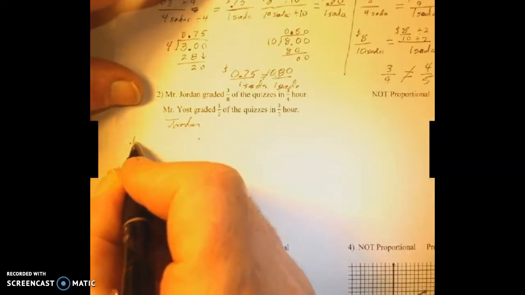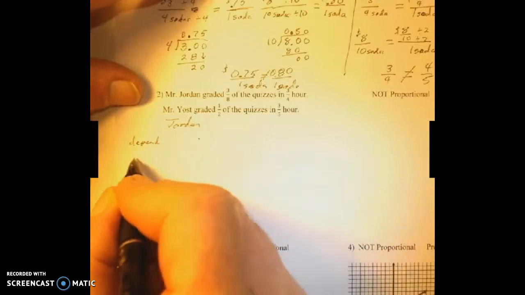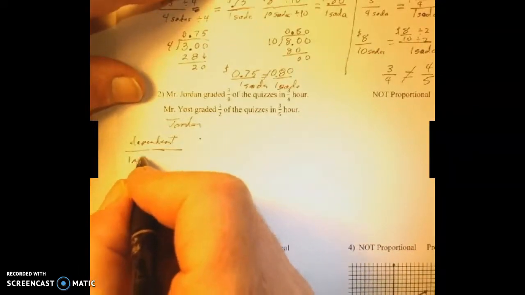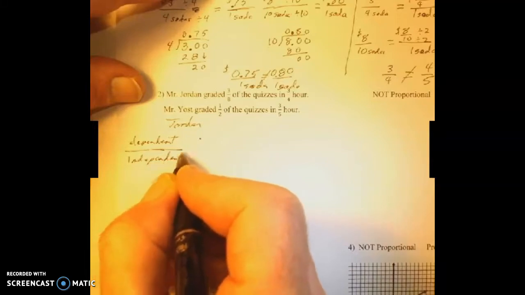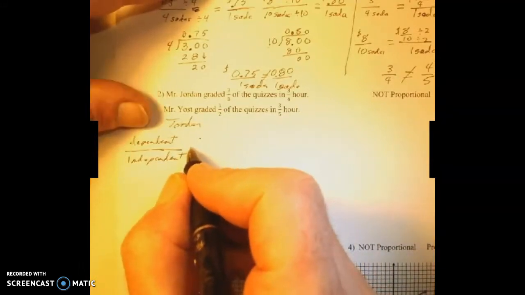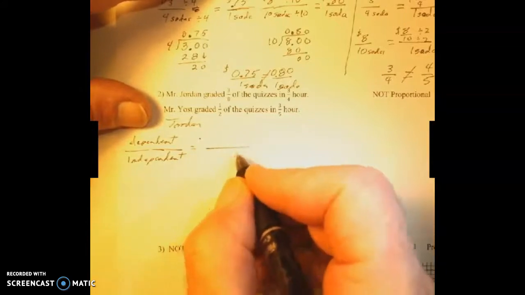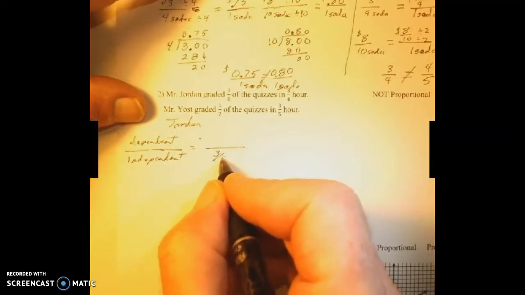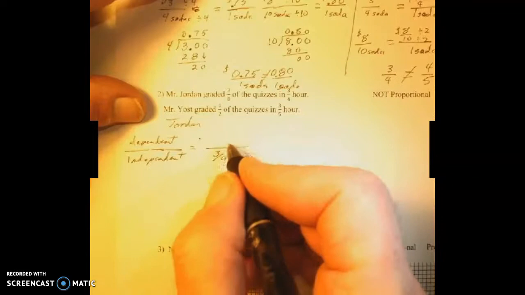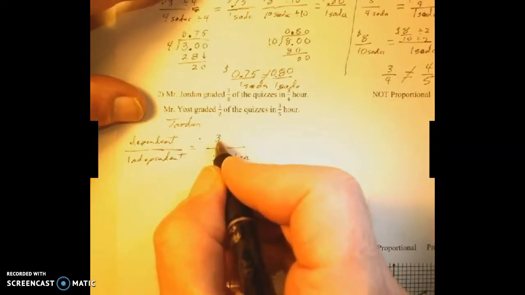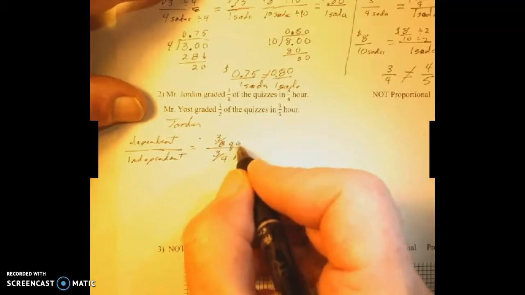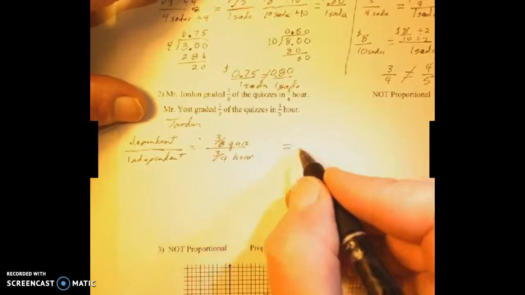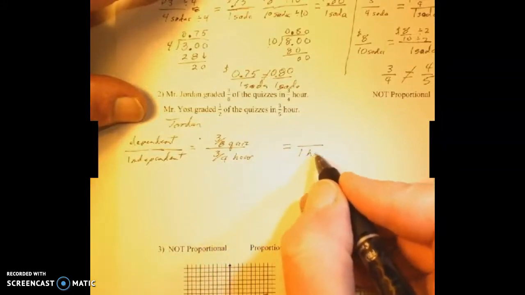Remember, you want to put the dependent over the independent, and you normally, almost always, put time as your independent variable. So this is going to be 3/4 of an hour on the bottom, and in that time Mr. Jordan does 3/8 of the quizzes. You want to find out what the unit rate is. You want to know how much he does in 1 hour.